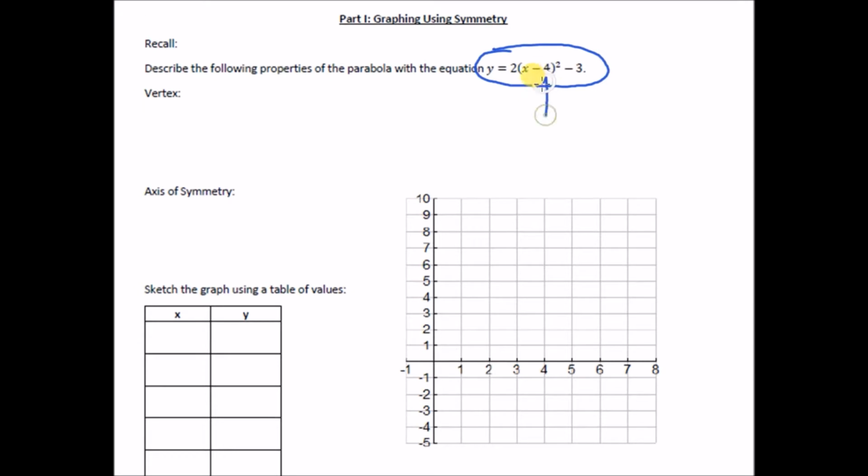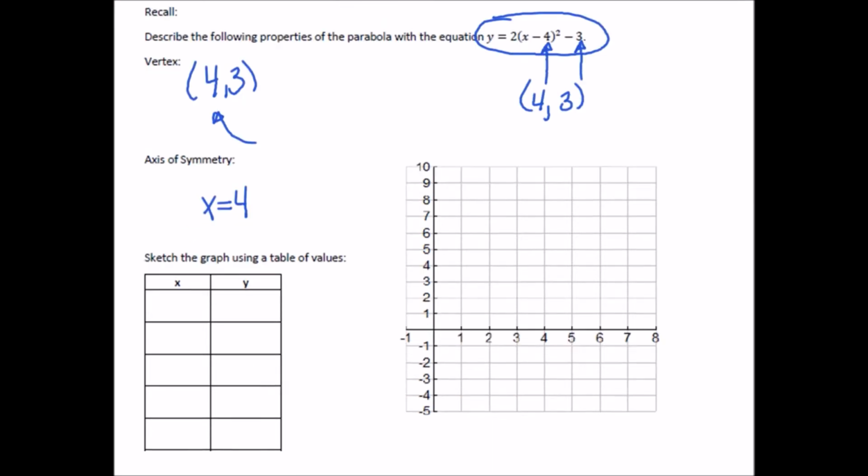So our vertex can be picked out from these two positions here. So this is 4, 3. So that's our vertex, okay? 4, 3, and our axis of symmetry is just this x value here, x equals 4. Okay, just as a recall.